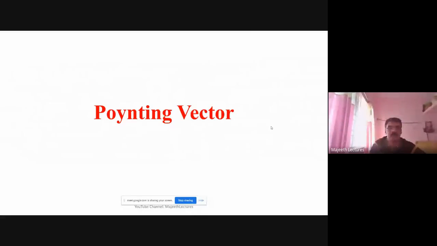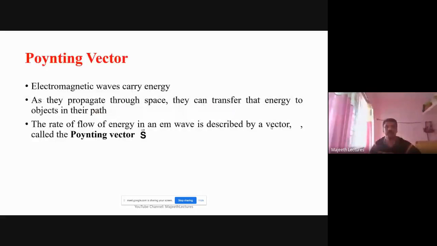Okay, now we start with Poynting vector, right? Let us start. So what about Poynting vector? Why do we have to study Poynting vector? Poynting vector proves that electromagnetic waves carry energy. How it is carrying energy, let me tell you in the next slide. So what are the things we have to learn from the Poynting vector? It proves that electromagnetic waves carry energy.